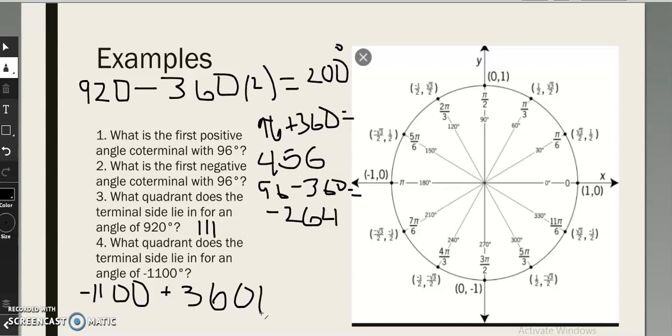So the first time I get negative 740. The second time I get negative 380. The third time I get negative 20. We're getting closer. And the fourth, I think this was the fourth time, I get 340.